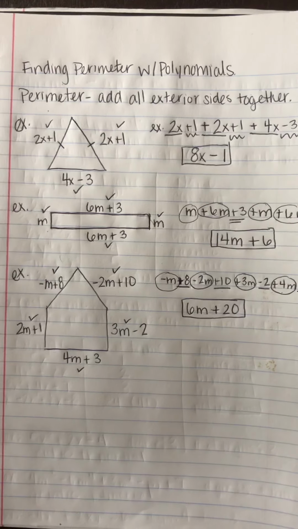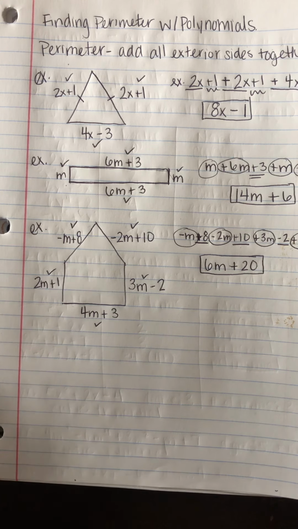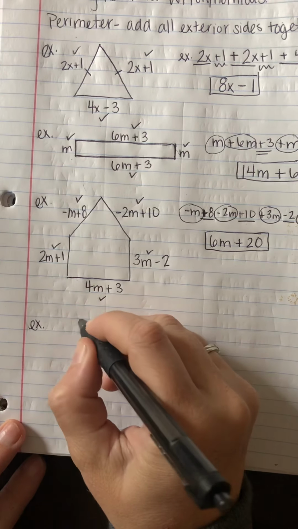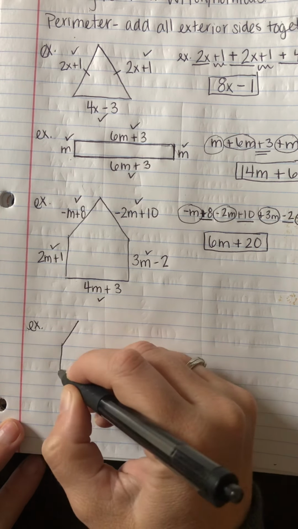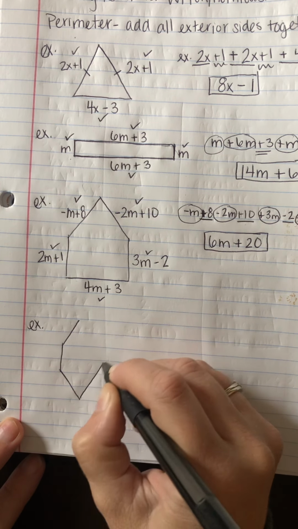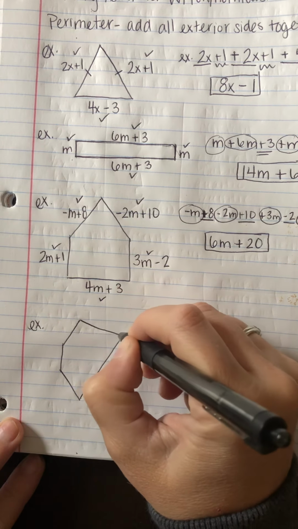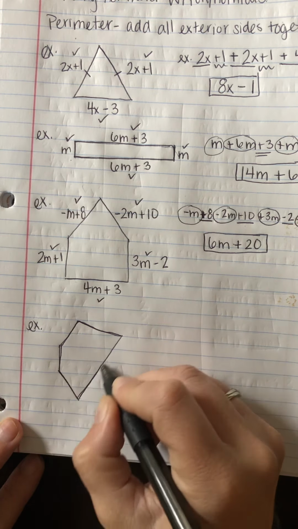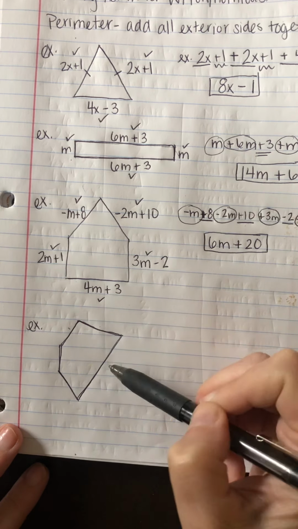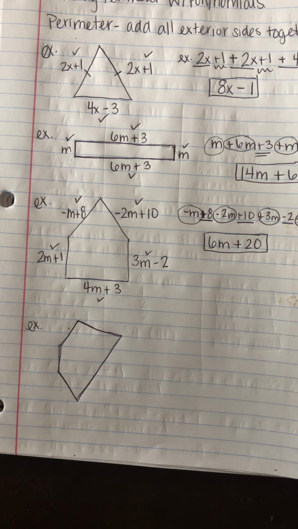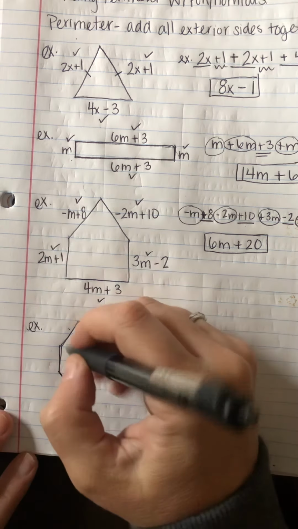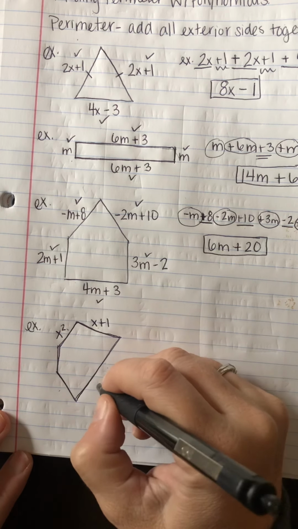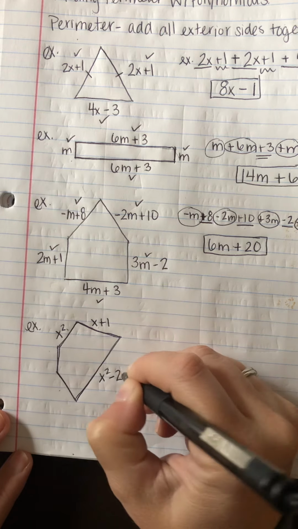All right. And the last one we're going to do, I'm going to throw in some exponents in here. And we're going to look at a shape. There we go, kind of an odd looking shape. And we have 1, 2, 3, 4, 5 different sides, so that tells us we're going to be adding 5 different polynomials together. So I'm going to start with x squared over here. This is going to be x plus 1. This one's going to be x squared minus 2x.